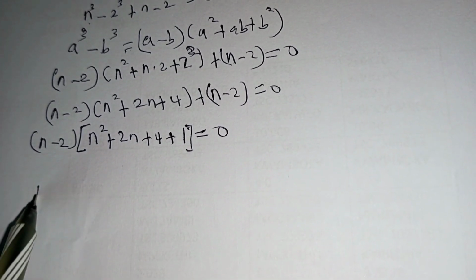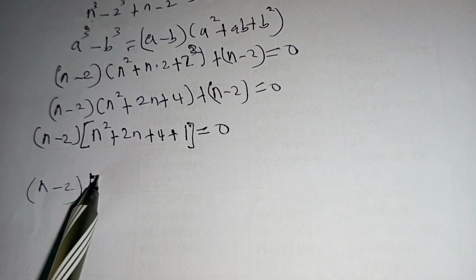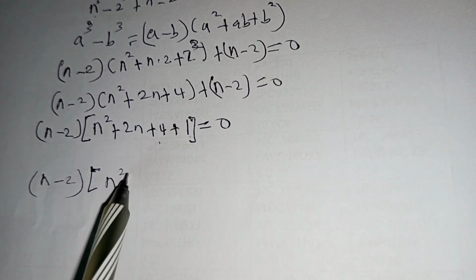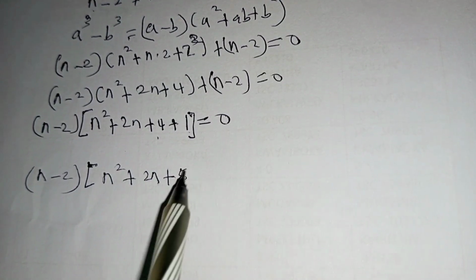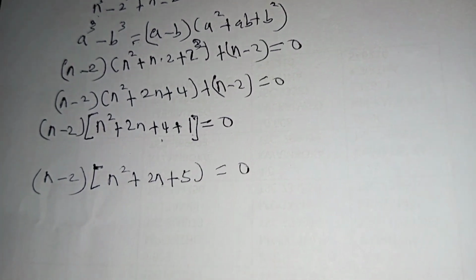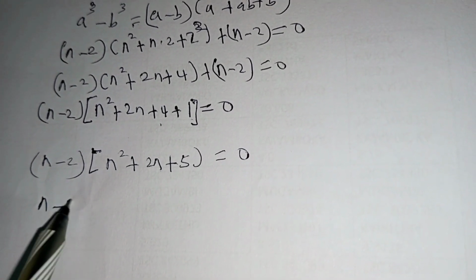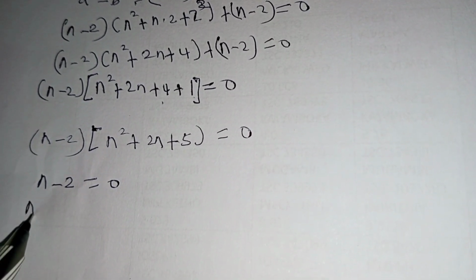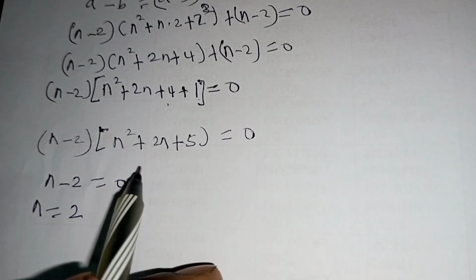Now we shall have n minus 2. On the inner bracket we have 4 plus 1, which will be 5, so we shall be left with n squared plus 2n plus 5. This is equal to 0. Now this implies that n minus 2 is equal to 0. Adding 2 on both sides, on the left hand side we shall be left with n, which is equal to 2. So that is one of the solutions.